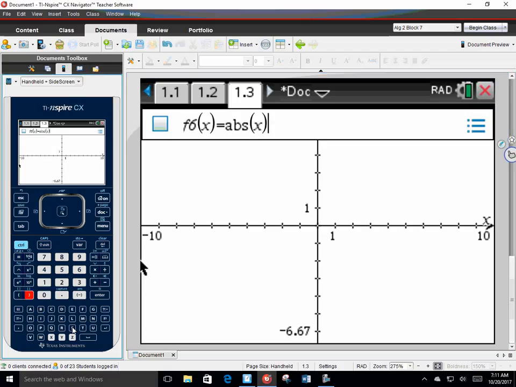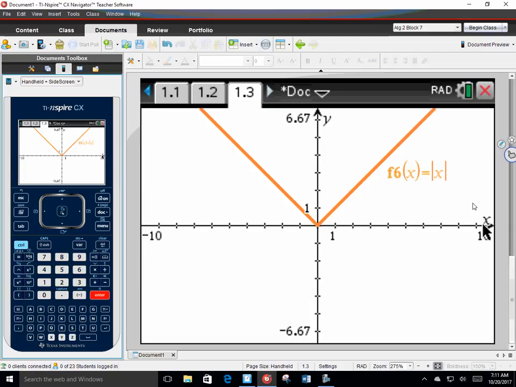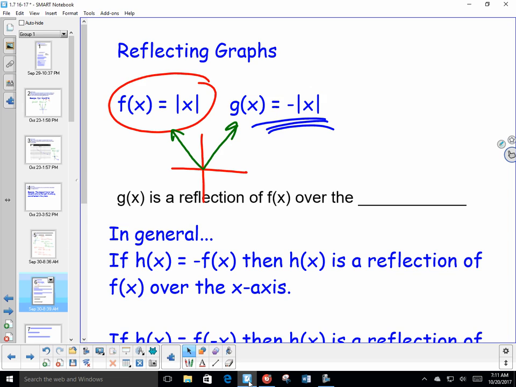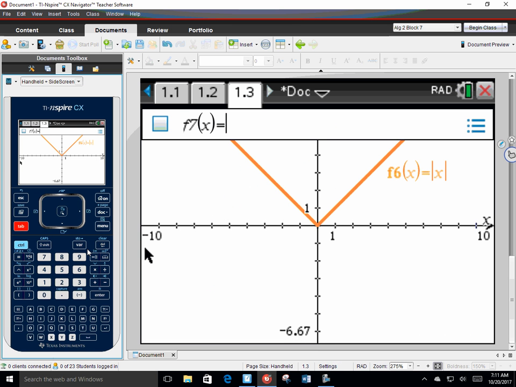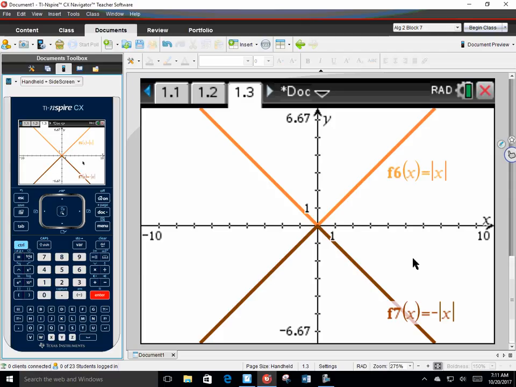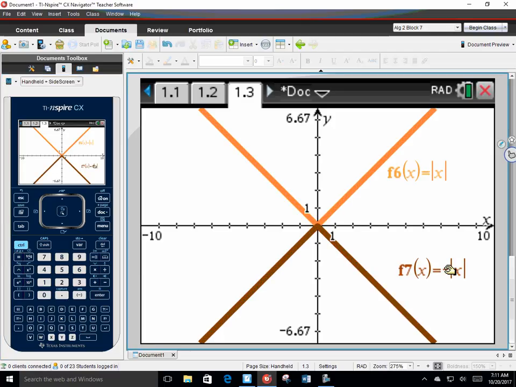And if I do ABS, absolute value of x, there's that parent function. That's that V shape. And now if we want to do opposite of absolute value, I'm pushing tab, and I'm putting in opposite of ABS of x, right? What happened? Well, the function got reflected over what? It got reflected over the x-axis.